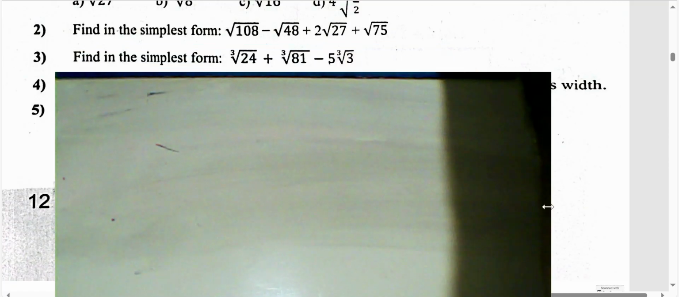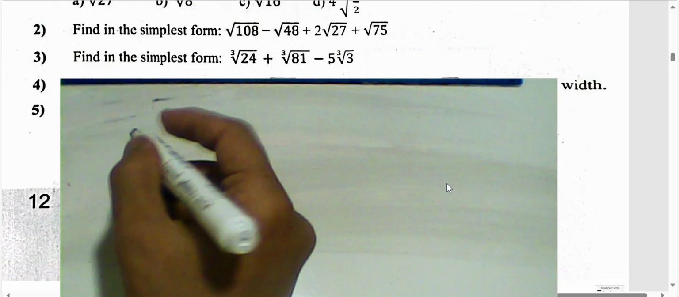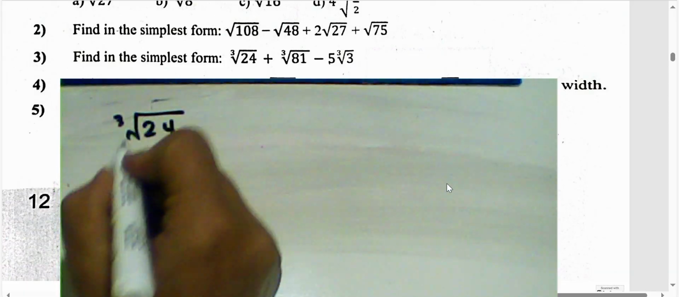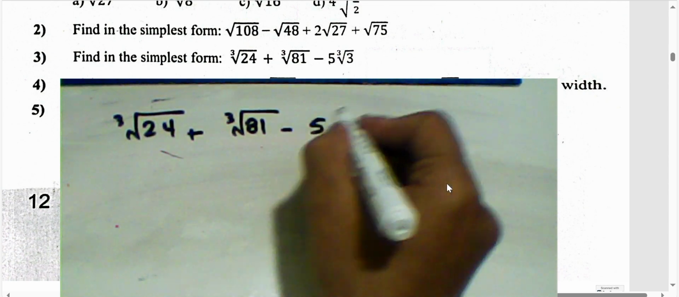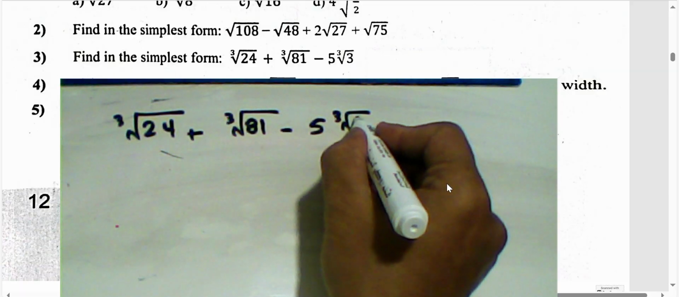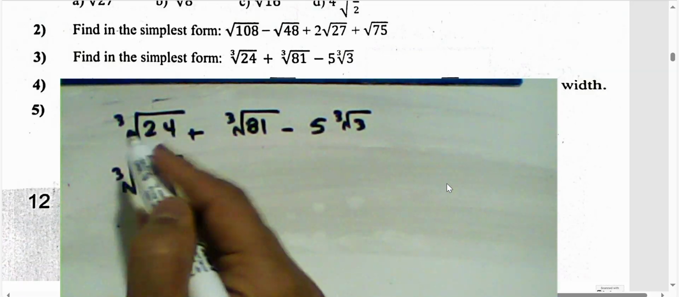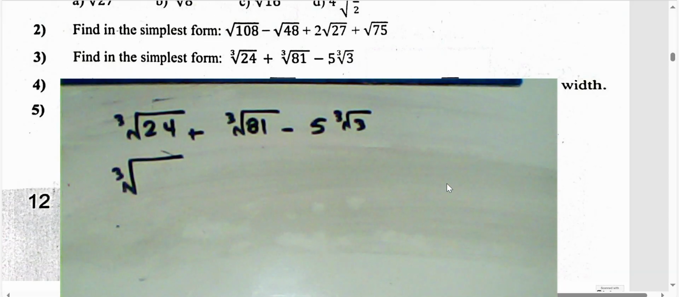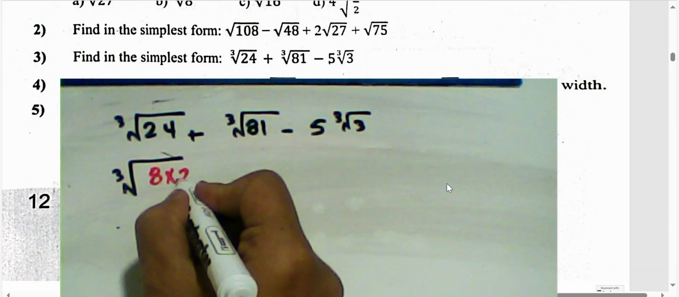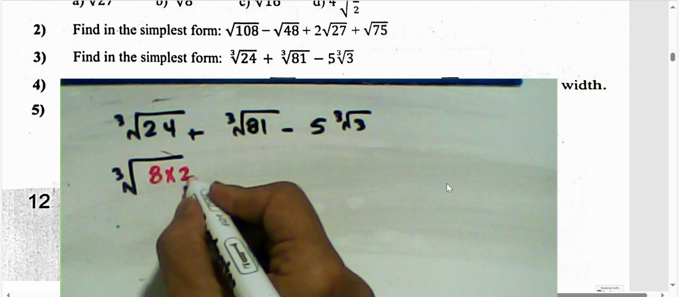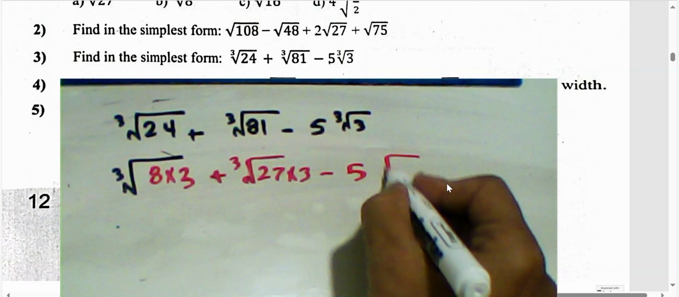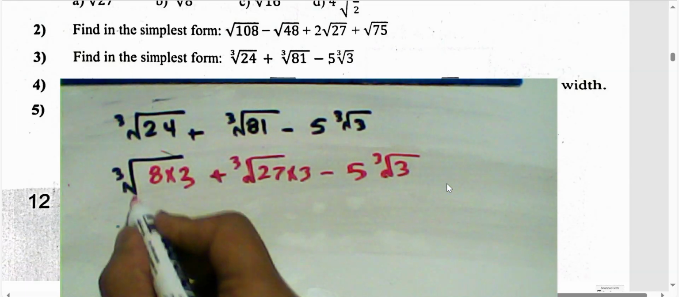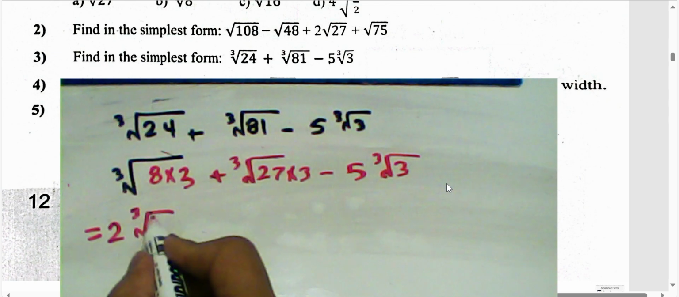Next question. Find the simplest form of this example: cubic root of 24 plus cubic root of 81 subtract 5 product by cubic root of 3. We can write cubic root of 24. 24 equals 8 times 3, because cubic root of 8 equals 2. Then you can write 8 product by 3. And cubic root of 81 equals 27 times 3. And also write 5 cubic root of 3. Cubic root of 8 equals 2, then the answer will be 2 cubic root of 3.